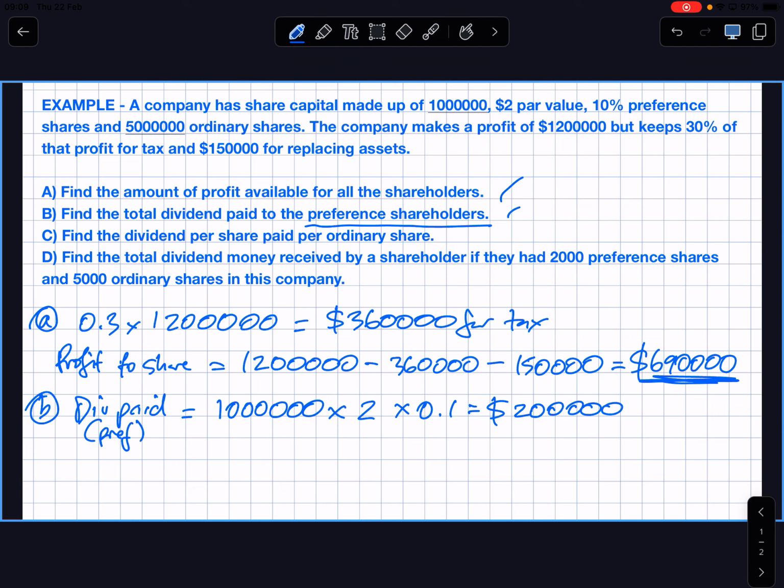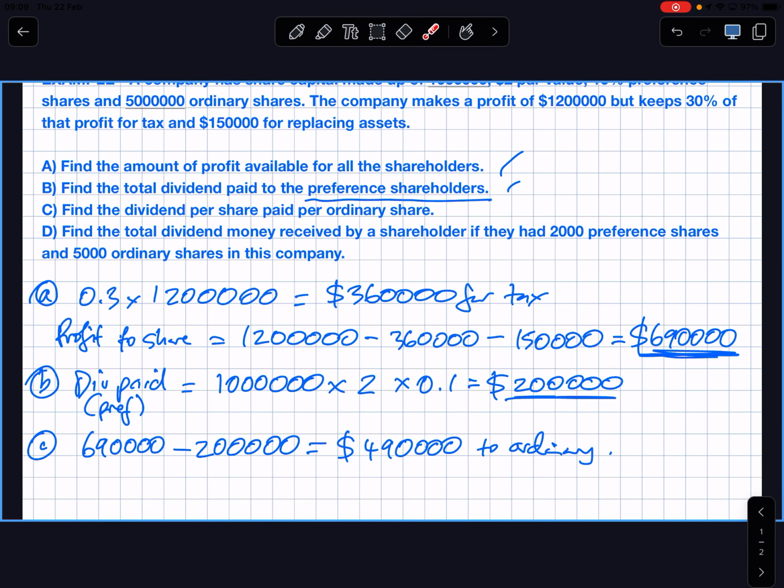So we've just worked out A, we've just worked out B. C, find the dividend per share per ordinary share. Well, I can't work that out straight away because do I have a number here telling me how much goes to the ordinary people yet? Do I have the numbers I need to find them? Yes. So if I know that there's $690,000 to share with all the shareholders, but 200 grand goes to the preference people, well, the leftovers is what the ordinary people get. So the ordinary people are going to share $490,000.